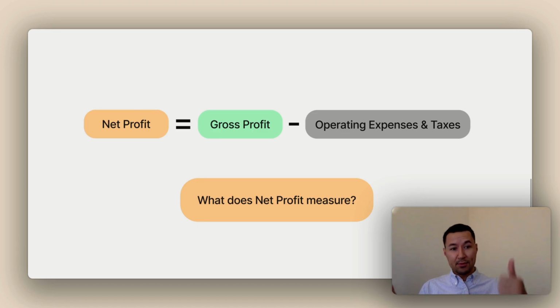Let's review. We've taken revenue, all your sales for the month. We've subtracted out your cost of goods sold or your cost to fulfill, to get your gross profit. And now we're going to take your gross profit and subtract all that excess, that fluff from your business, right? Operating expenses and taxes. And what are operating expenses?